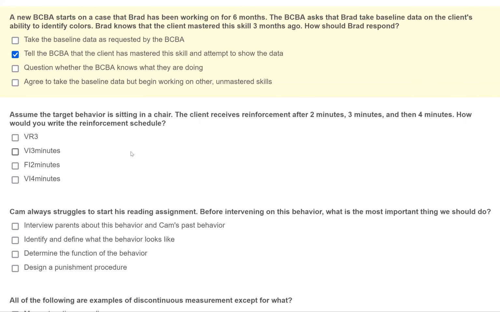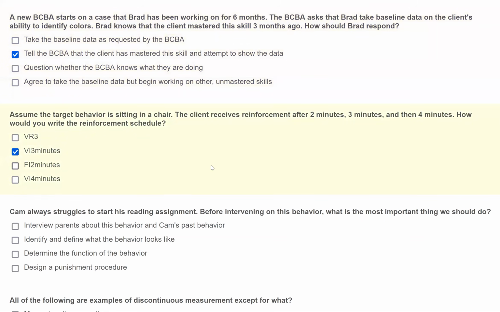So now we need to do what? Well, a variable means an average. So we need to find the average of our reinforcement times. 2 plus 3 is 5. 5 plus 4 is 9. Divide by the total number of points. 9 divided by 3 is 3. How would you write the reinforcement schedule?